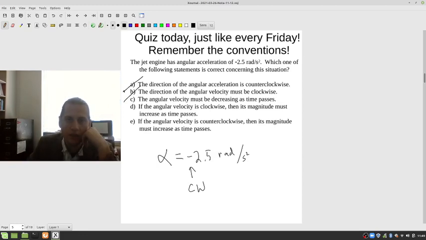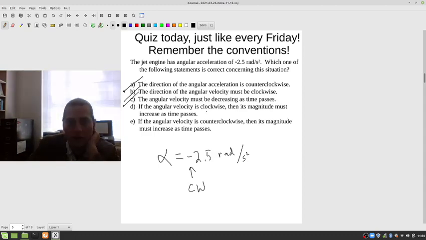The angular velocity must be decreasing as time passes. Well, if our object to start with was going counterclockwise, that would be true. But if it were going clockwise, it would actually be getting faster. You know, it's like negative acceleration is getting faster going backwards, or getting slower going forwards. So we don't really know.